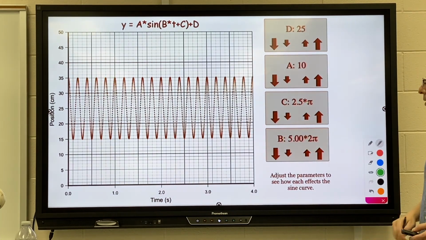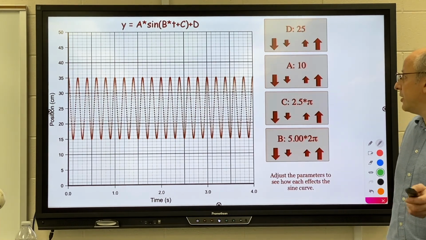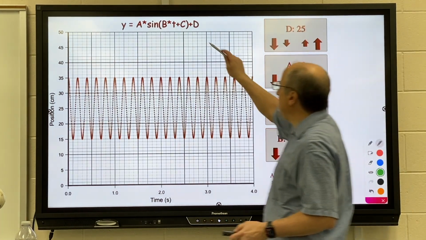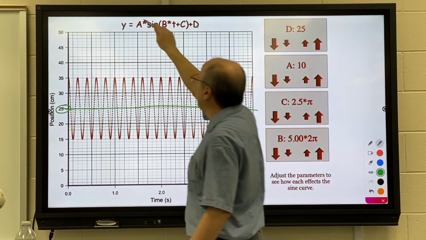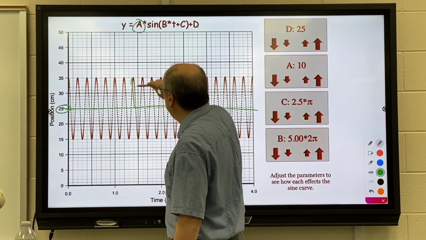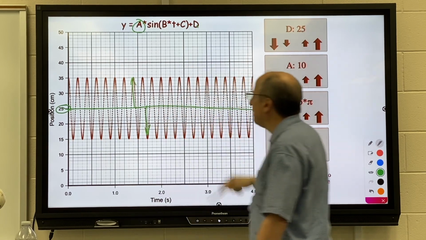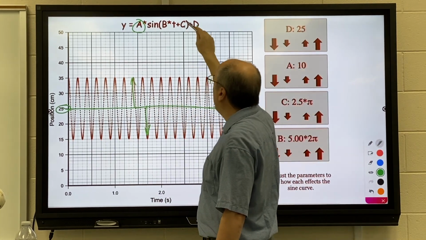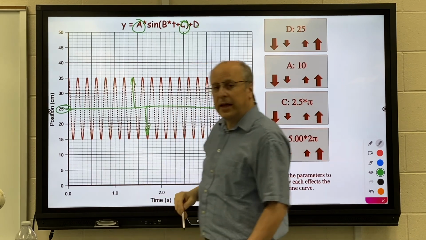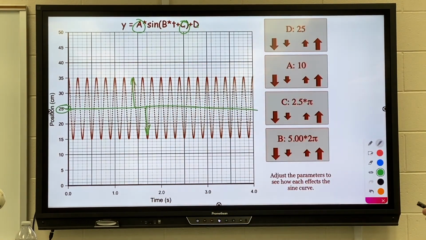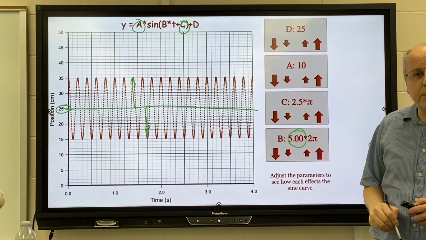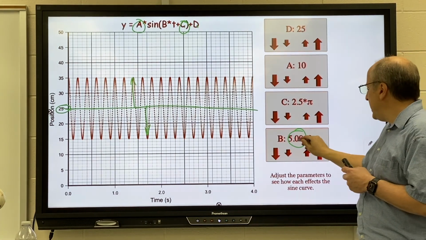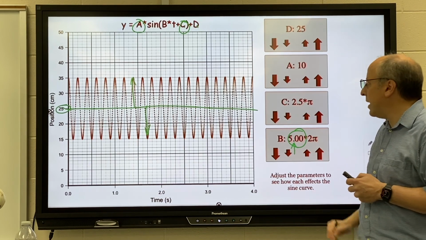So I know we went through it quick, but each of these letters has meaning. The D tells you where the center of the graph is. The A tells you how high you get from that average value. The C tells you how much you shifted, and there's 4 important C values. And B tells you how many sine curves you're going to get per second. Remember, the B is the number of sine curves times 2 pi.